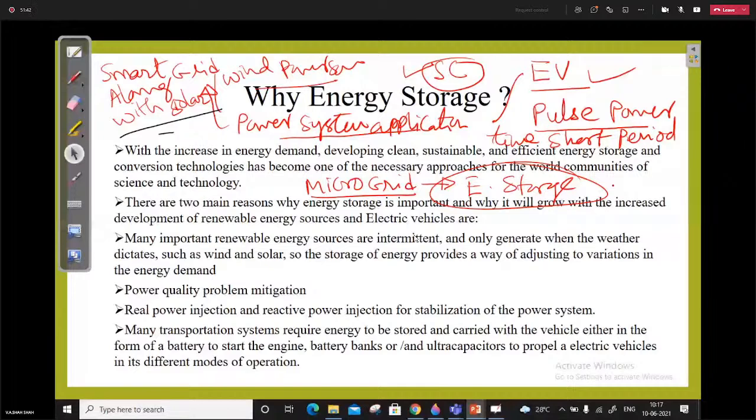It means that it has tremendous applications in different fields, even small applications like in your mobile phone. In a mobile phone also you can use the supercapacitor. You can replace the lithium-ion battery by the supercapacitor.